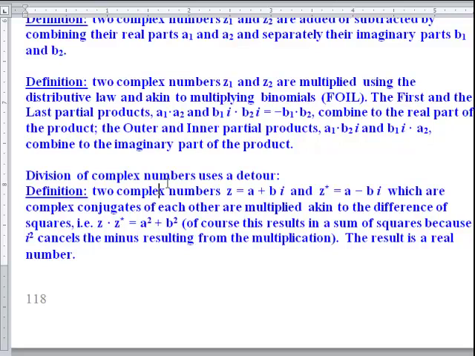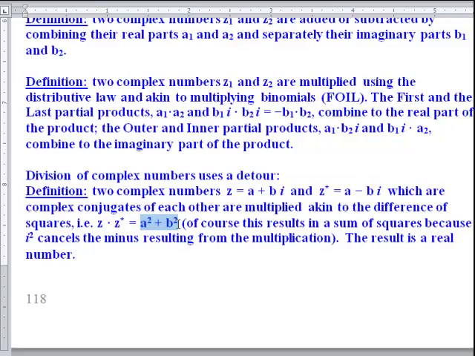Division of complex numbers as such is not possible. Instead, what you do is you multiply both the numerator and the denominator with the complex conjugate of the denominator. So z equals a plus bi, the complex conjugate to that is z prime or z star equals a minus bi. If you use the FOIL method on these two numbers, as you multiply them, you will see that the outer and inner parts cancel out. They become 0, therefore there is no imaginary part, and you're pretty much left with a squared plus b squared.